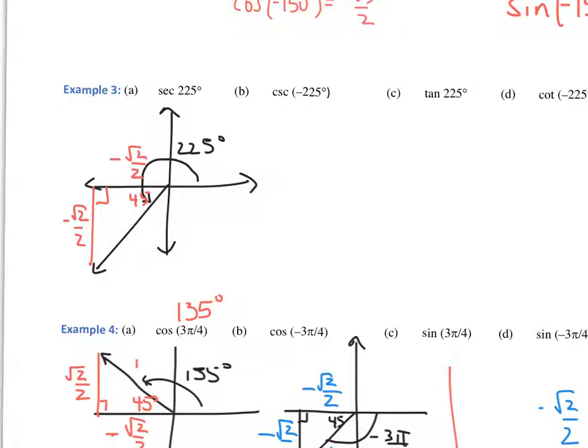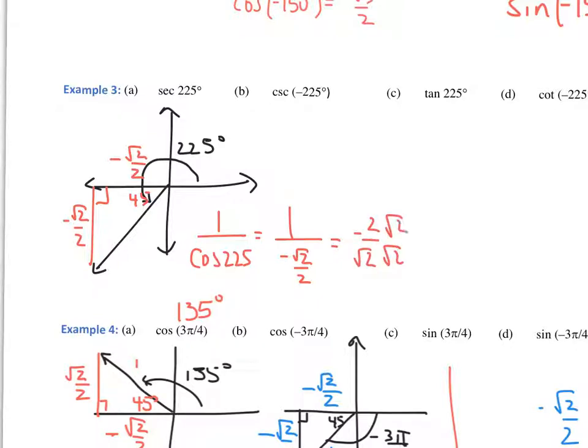So when we go to do the secant of 225, she's saying that is the same thing as 1 divided by cosine of 225, or 1 divided by negative root 2 over 2. And so what does that end up being? If you flip it, negative root 2 over 2. So remember, we're going to flip this, and it'll become a negative 2 over root 2.